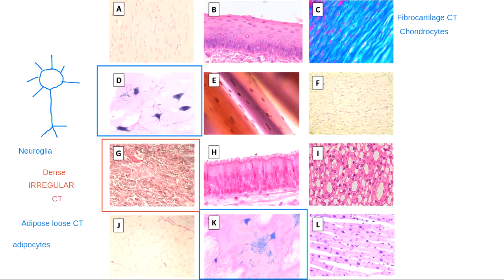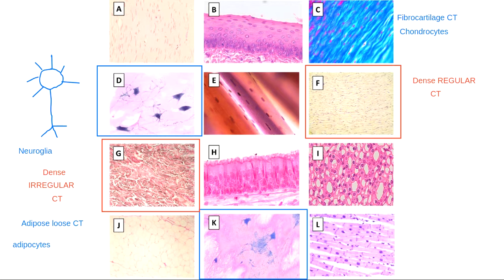Dense irregular connective tissue. Where do I have dense regular connective tissue? Can we find dense regular? Yeah, dense regular. This guy right here, dense regular connective tissue. So I'll put that name. And remember, dense just means there's a lot of proteins. Regular means they're arranged regularly in the same pattern.